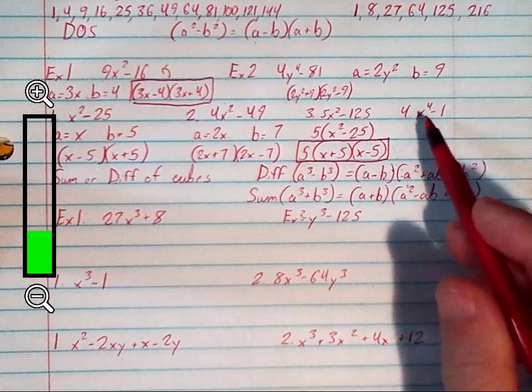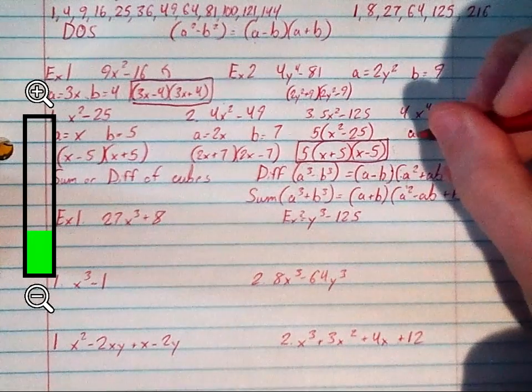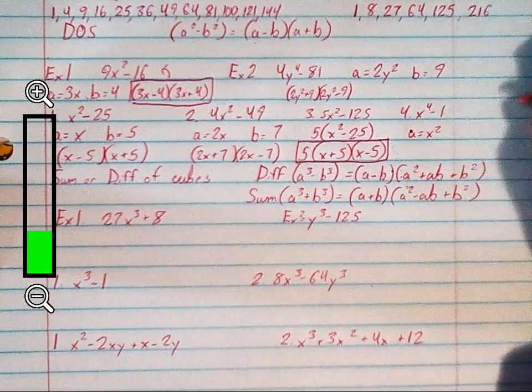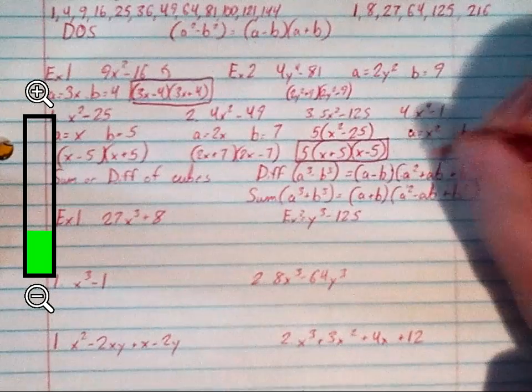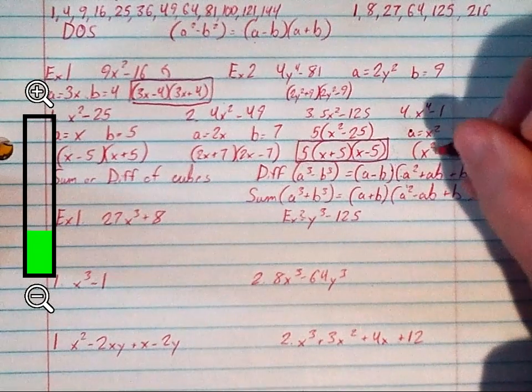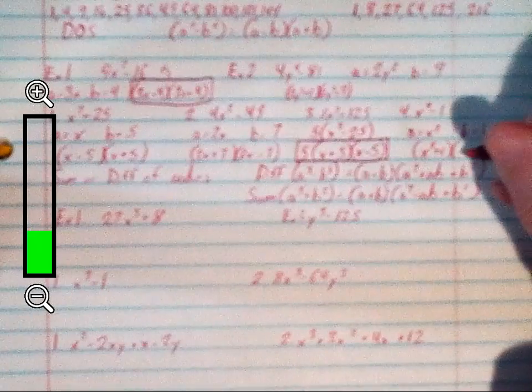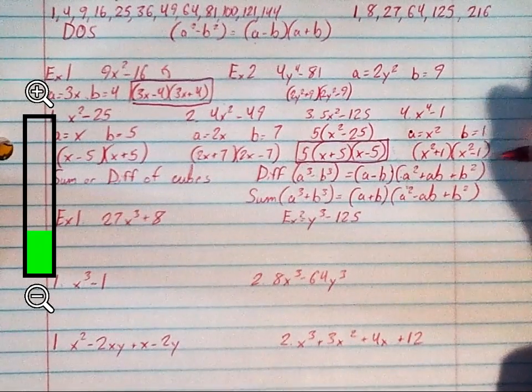Alright, 4, we have x to the 4th here, so a is going to equal x squared, and then b equals 1. So x squared plus 1, x squared minus 1. Alright.